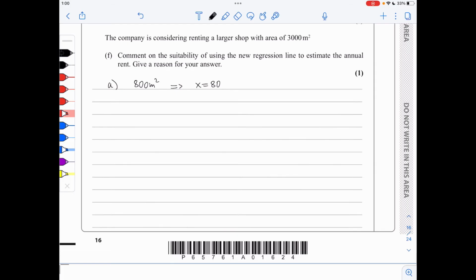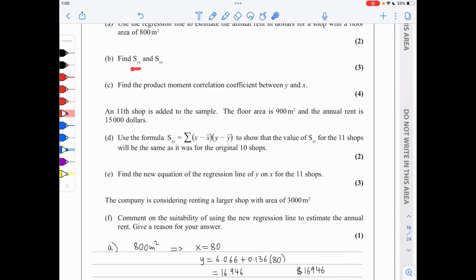So this means that X is 80 since we measure the X in 10 square meters. And then we substitute Y is 6.066 plus 0.136 times 80. This gives a value of 16.946 and therefore it's $16,946.